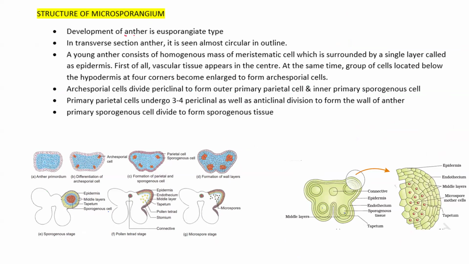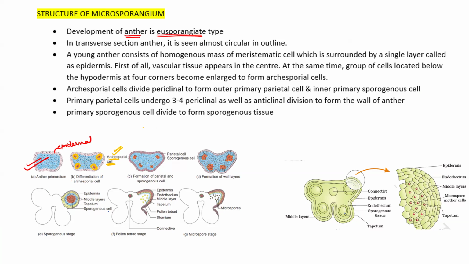Now, development of anther is eusporangiate. Eusporangiate means it is made from a group of cells. So see here in the diagram, it is generally appearing circular. You will find this first layer is known as the epidermal layer. Below this, in the hypodermis region, you are finding at 4 corners archesporial cells are differentiated. NCERT has used this term in the summary with respect to the female part, so you can check in the summary.